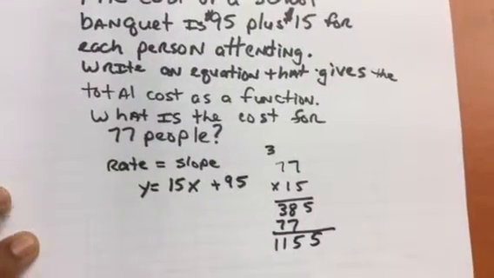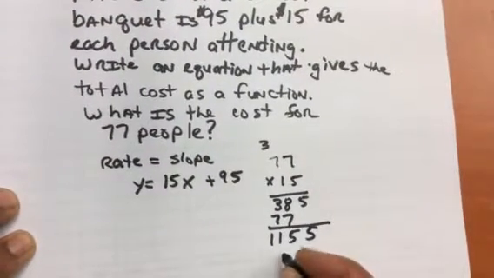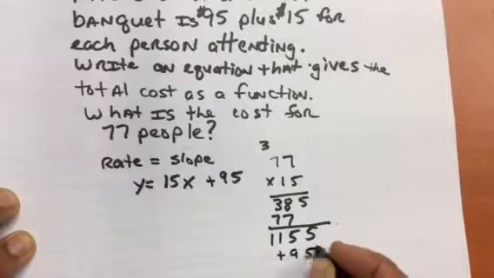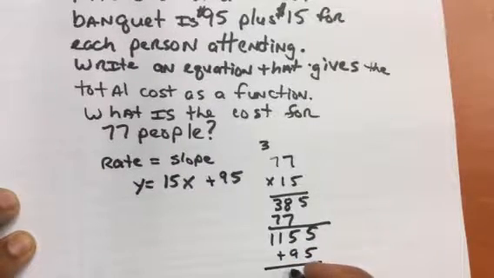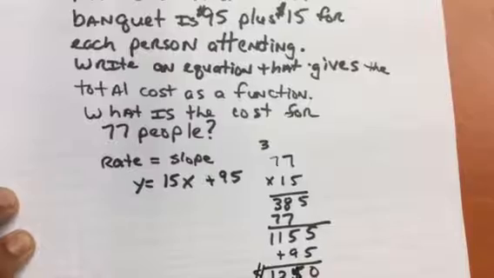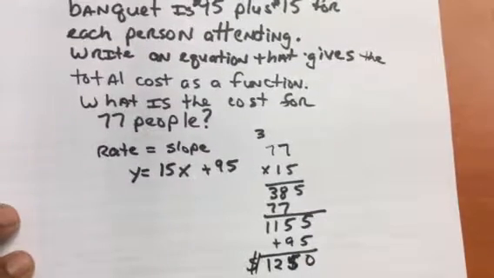Okay? And then we'll add our $95 cost. So our total cost is going to be $1,250.